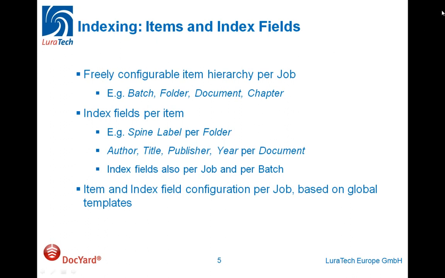And per item, you can also create index fields. For example, spine labels per folder. You can define index fields for author, title, publisher, year of document, and so on. And you can define these index fields per job and per batch.